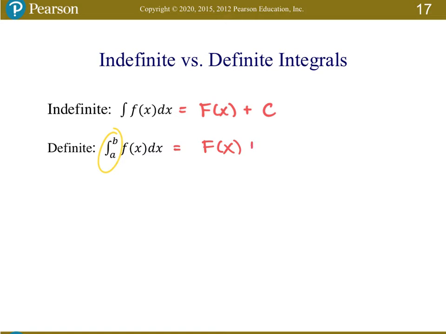the integral on those bounds, and then you end up with capital F with the bound of b plugged in, and capital F with the bound of a plugged in, and the subtraction between the two. All right, so that's the difference between an indefinite and a definite integral.